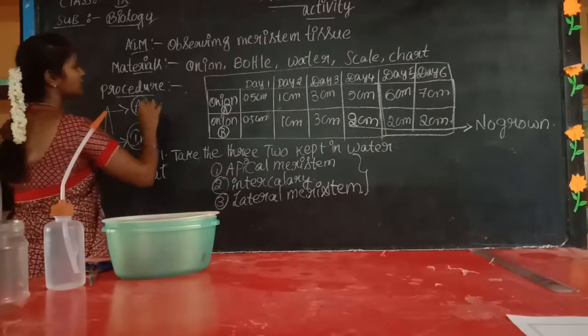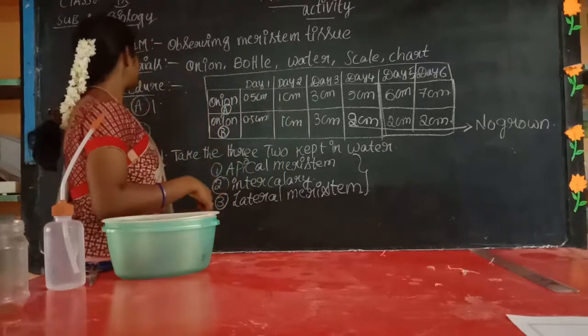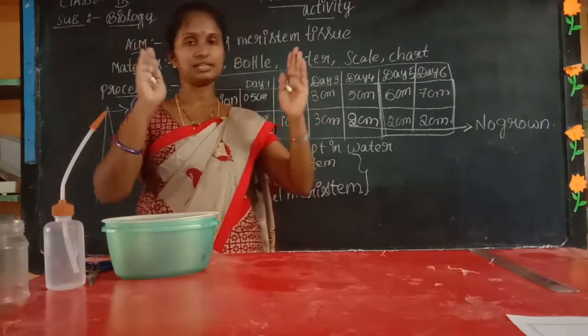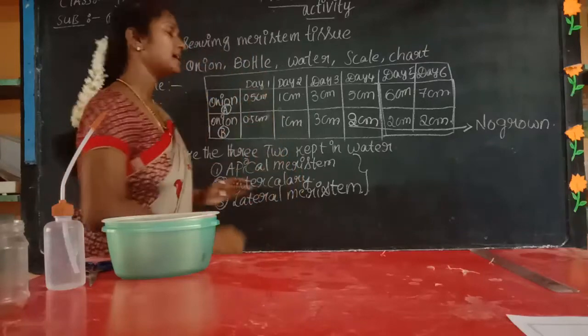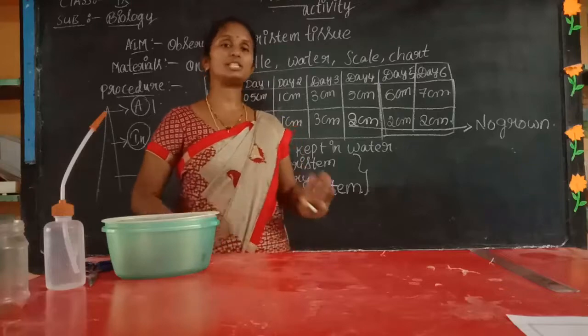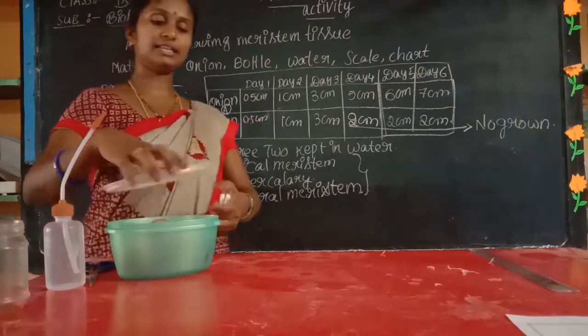Apical is used for continuously dividing the cells, growing the cells in height, and intercalary is helpful for widening the size of the stem or root, and lateral meristem is helpful to strengthen the root system. These are the 3 types of meristems we discussed.